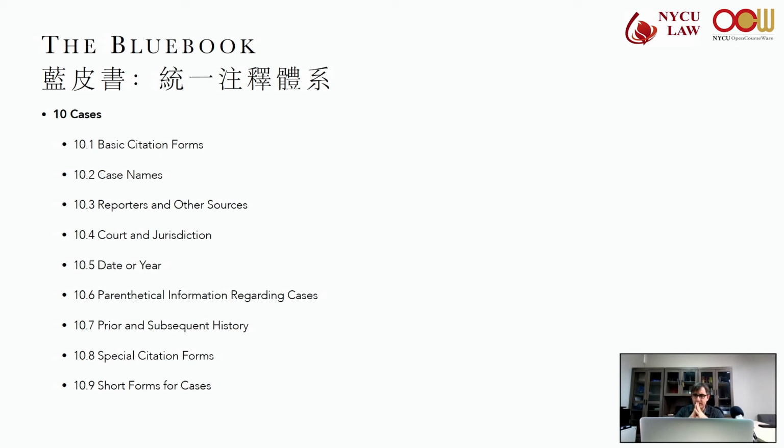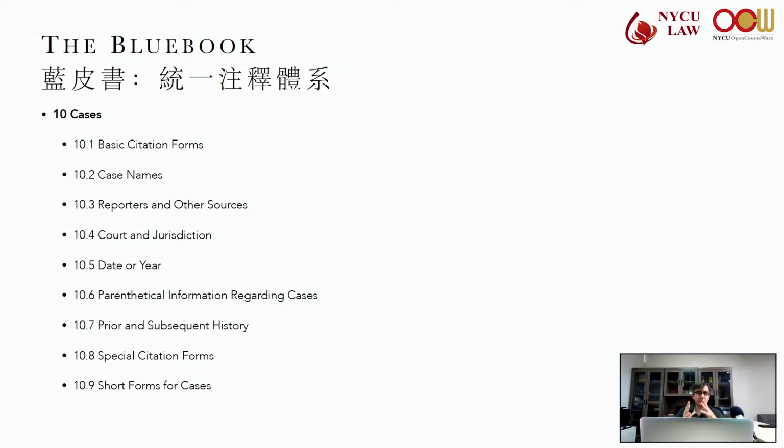Abrogated cases, cases that are abrogated or where there's a significant departure from or by a later case. We need to indicate that with the designation abrogated by. So we have the first case followed by a comma, abrogated by in italics, and then the case that abrogated it.